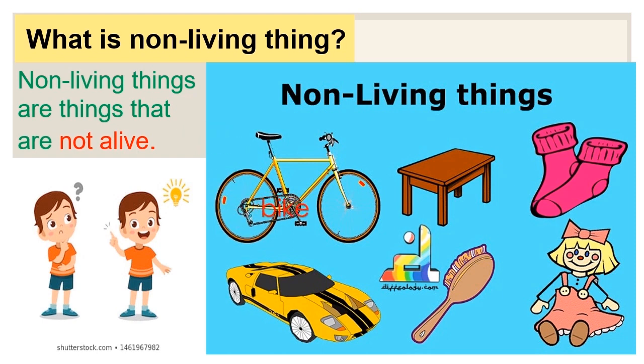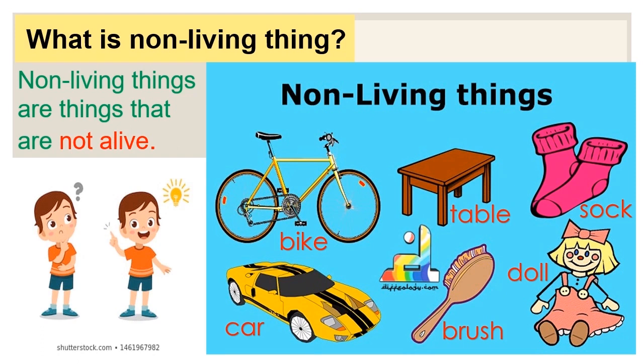Example, we have bicycle or bike. What else? Table, sock, car, brush, or doll. So these are the examples of non-living things. There is no life in them. Things that are not alive.